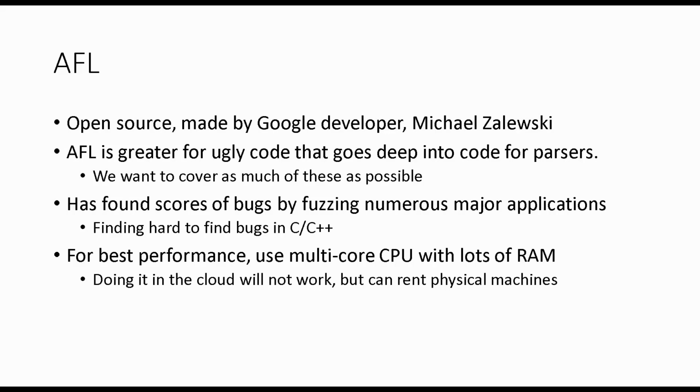AFL has successfully found numerous bugs by fuzzing many major applications, finding some very hard to find bugs in C and C++. Now, if you're going to get really, really serious about this, and some people do get very serious about it, you want to devote a lot of CPU to it and give it as much RAM as you can. Maybe you get a 24-core machine.